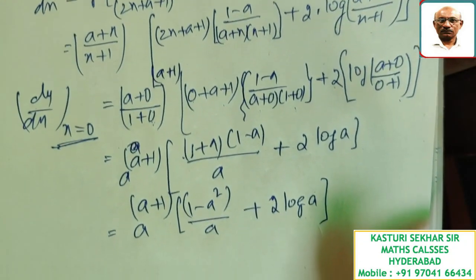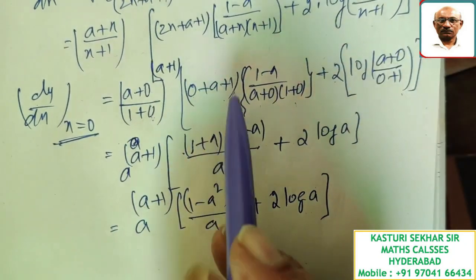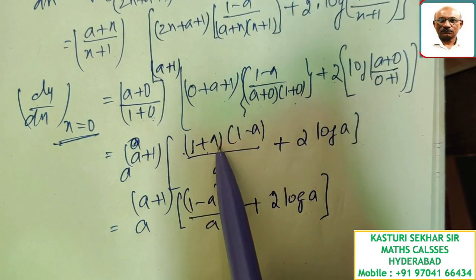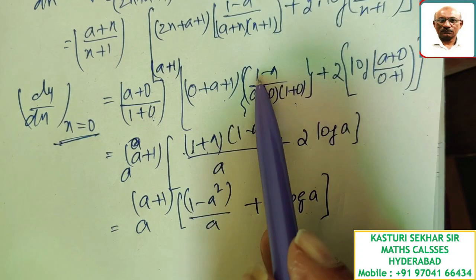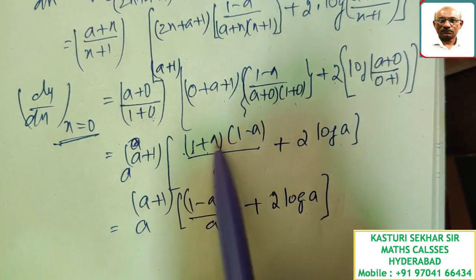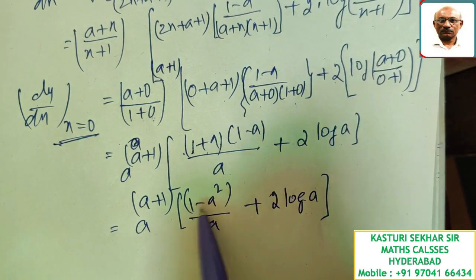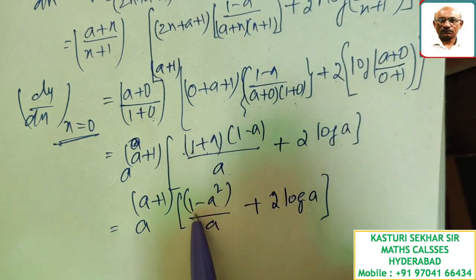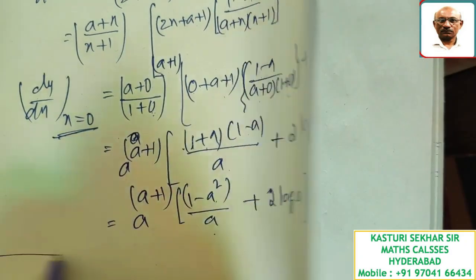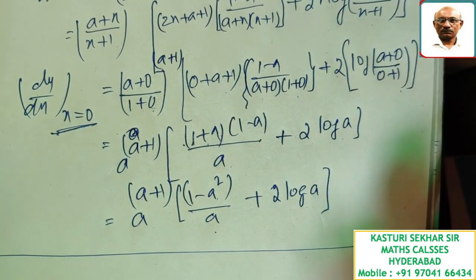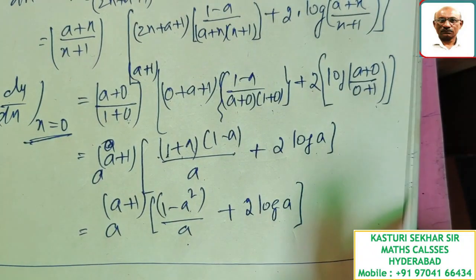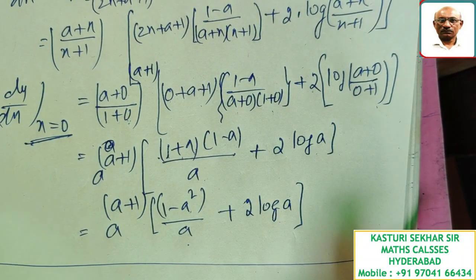Remaining story is same. a plus 1 can be written as 1 plus a also. It is 1 minus a by a plus 2 log a. a plus b into a minus b is a square minus b square. So 1 minus a square by a plus 2 log a. This is the answer to this question.